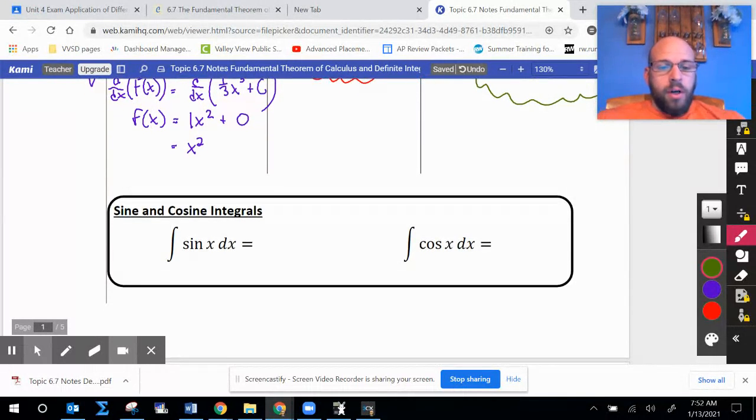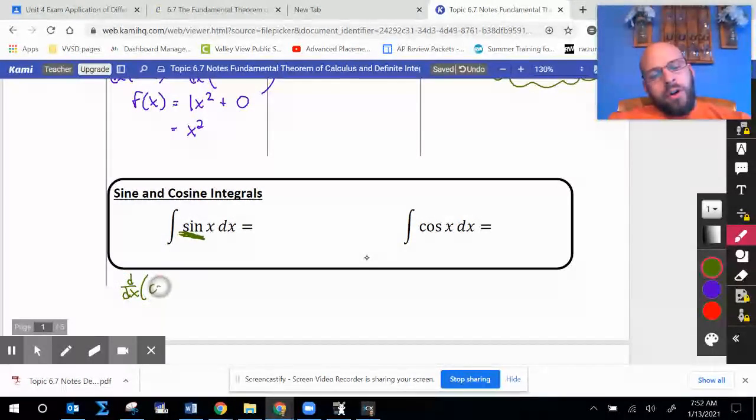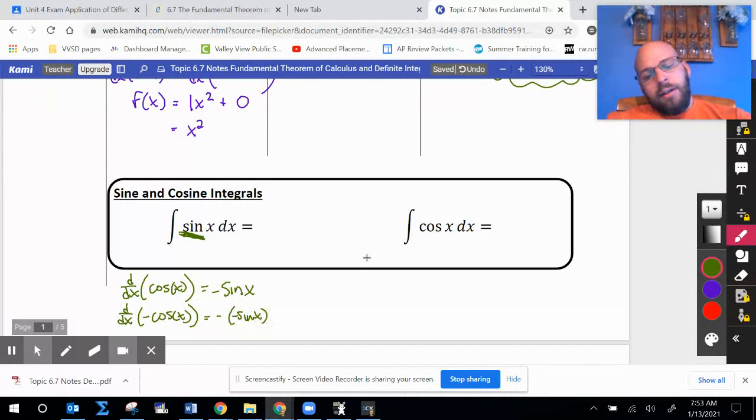Okay, now the other ones are sines and cosines. So if you take the antiderivative of sine, my thought process is: the derivative of what is sine? Well, the derivative of cosine is a negative sine. That's not good. I want it to be a positive sine. So I need to take the derivative of a negative cosine of x. It would give me a negative times a negative sine, which is sine of x. So the antiderivative of sine is a negative cosine plus c.